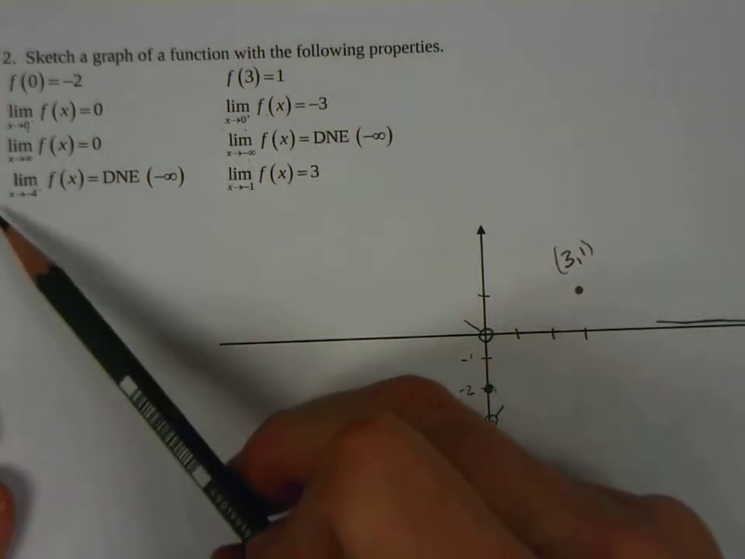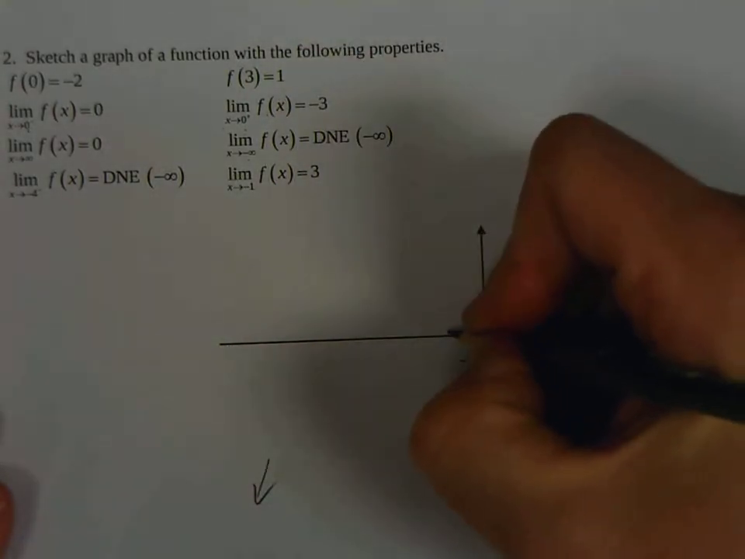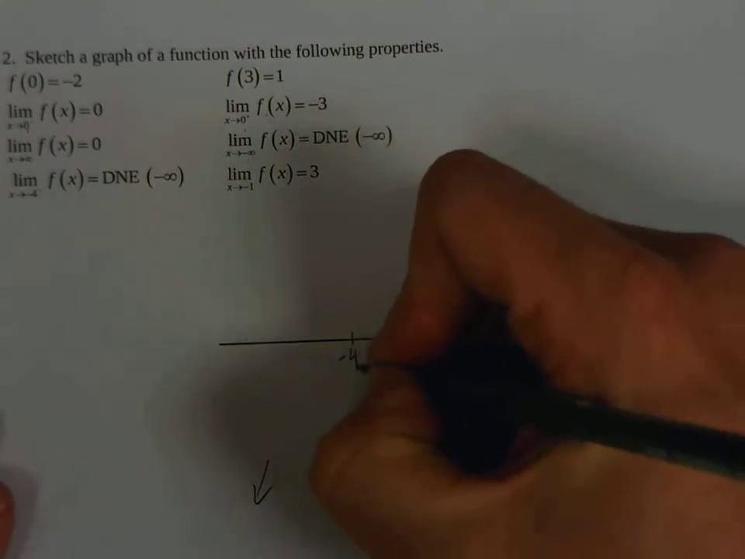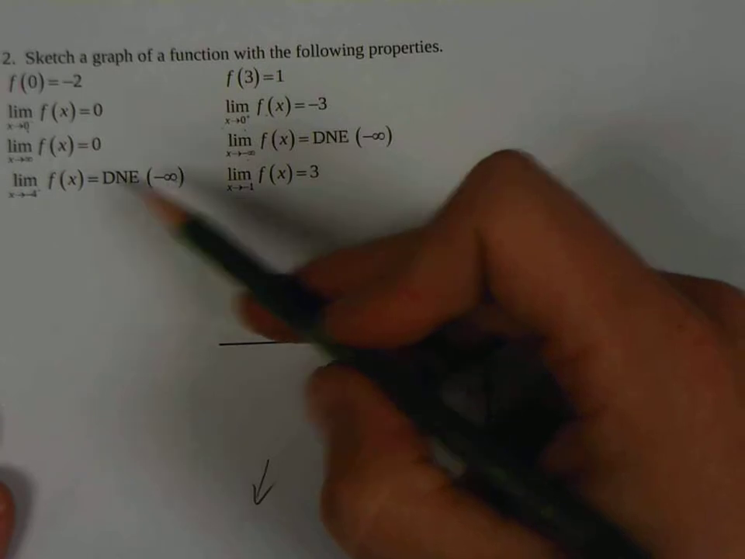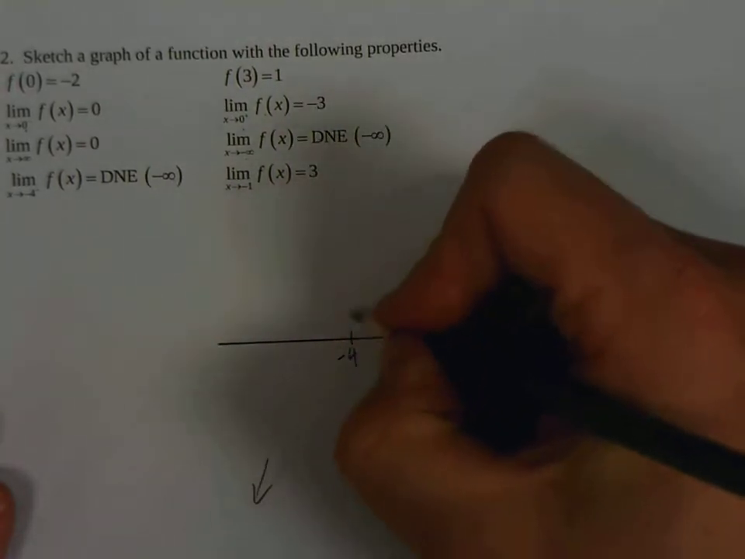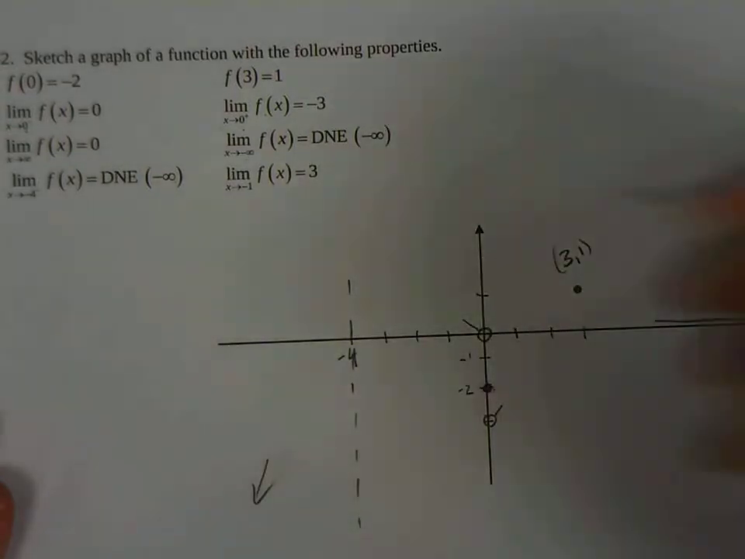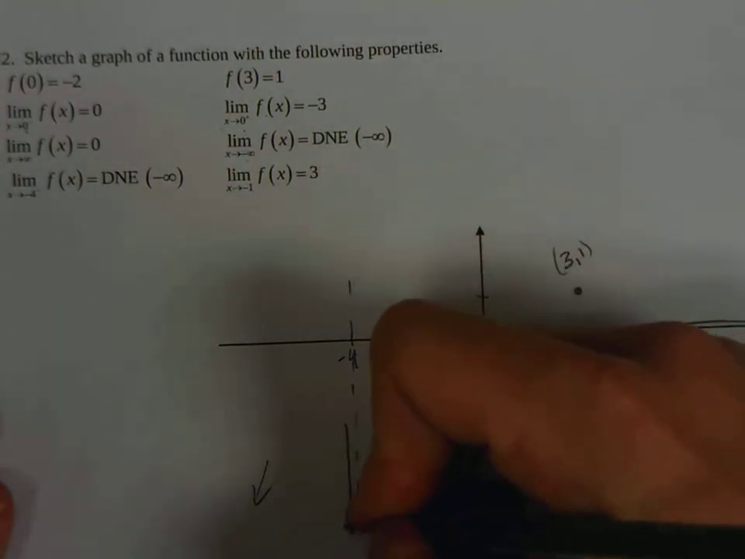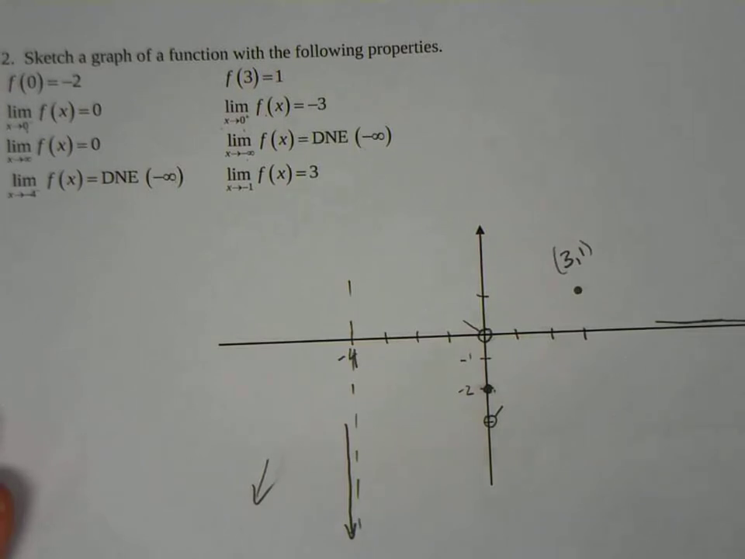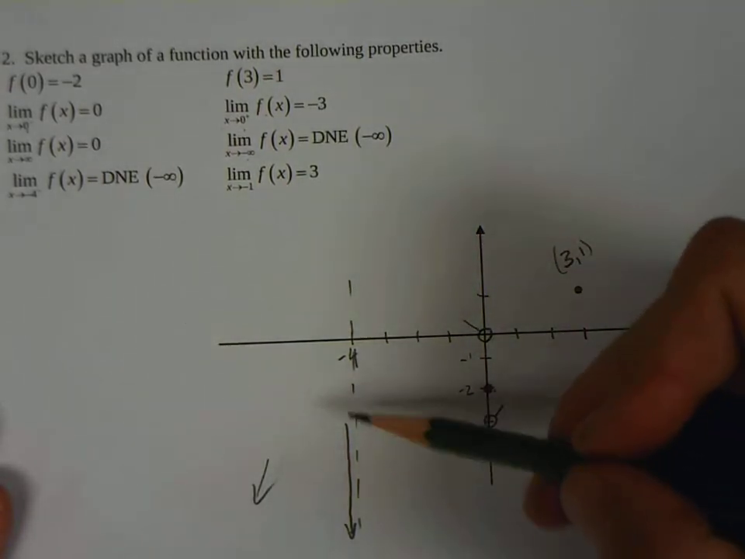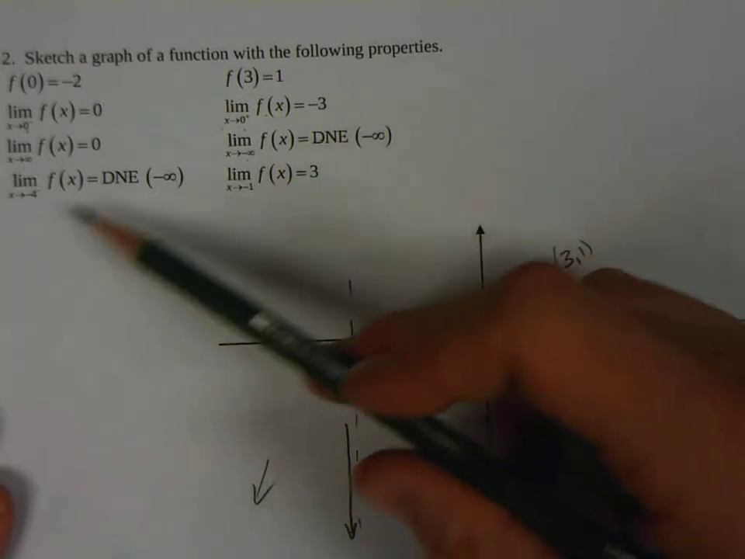The limit as x approaches negative 4 on the left. Okay, so negative 1, negative 2, negative 3, negative 4. So negative 4 on the left does not exist and goes to negative infinity. You shouldn't need those dashed lines, but it's going to help remind me that the vertical asymptote is to the left of negative 4. I wonder what happens to the right of negative 4. It doesn't say, so I'll do whatever I want.